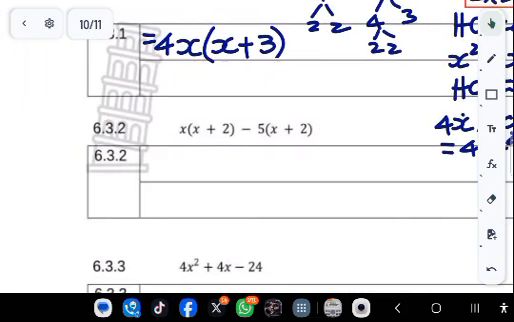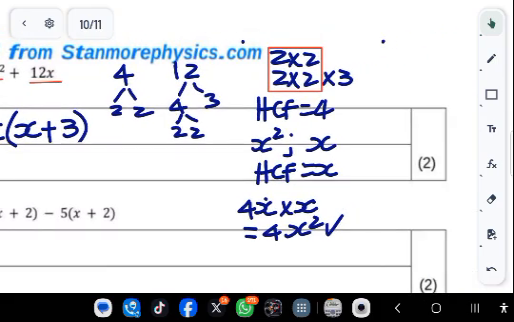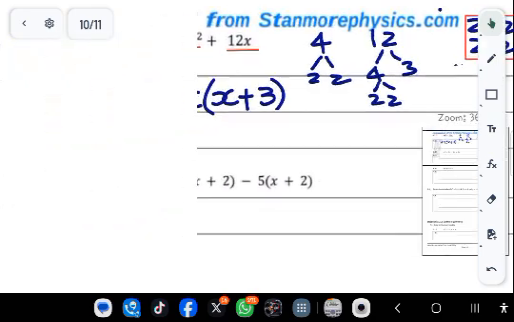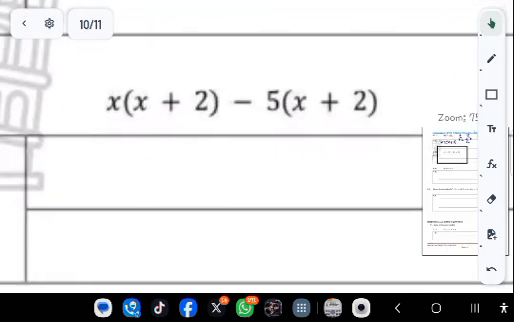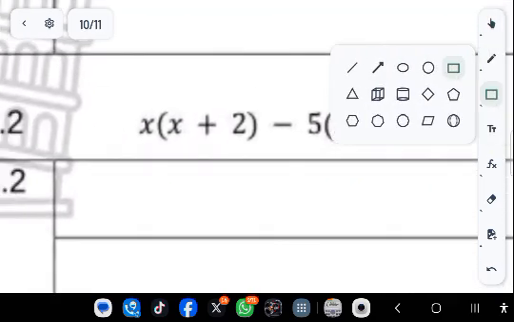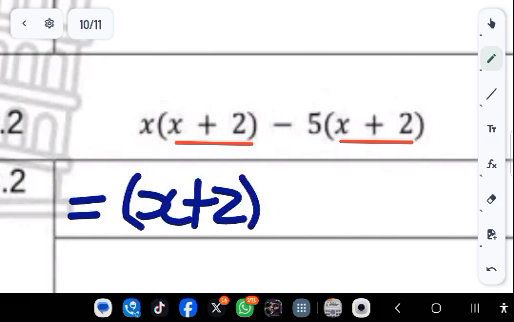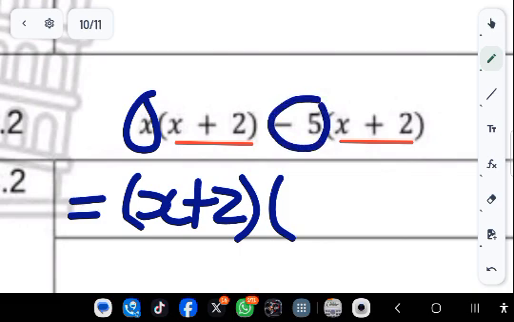Next, let's remove this because it's blocking our view. Next, to factorize this, take out a common factor. Here is the common factor, x plus 2. It's common, so you take it out. x plus 2, and that will leave you with x minus 5. And that's it, you're done.